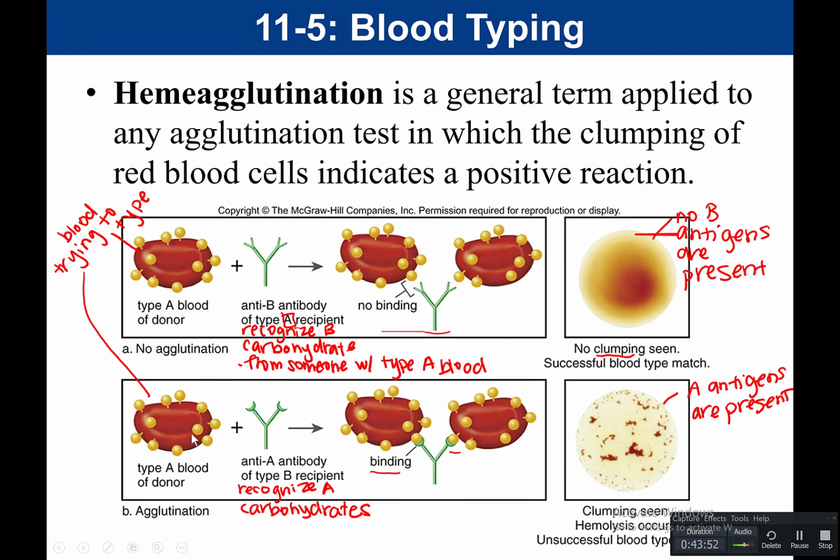If we take that same blood and now we mix it with anti-A antibodies, the anti-A antibodies will recognize these A carbohydrates and bind, and what we get is this clumping, or agglutination, which tells us that the A antigens are present. So if we see agglutination with anti-A, but no agglutination with anti-B, we know that this person we're typing is blood type A. They only have the A carbohydrates.